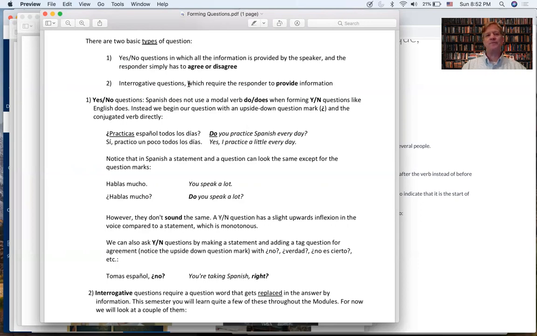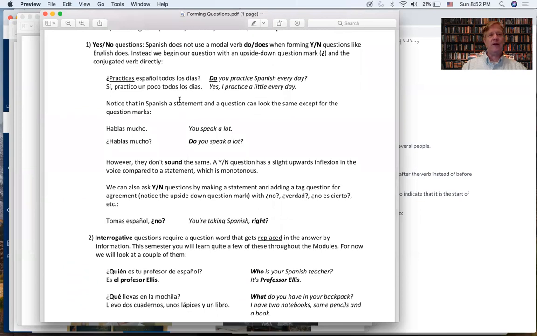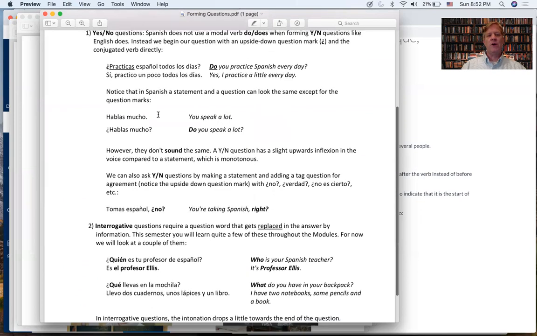Let's take a look at the first type of question, yes or no. So English has this helping verb, do or does. Do you practice Spanish every day? Spanish doesn't have that verb in this position, so we need to let the reader know that we're about to read a question. And so we begin with an upside down question mark. Question marks are visual markers for the reader. So a reader would know that what they're about to read is a question. In English, the reader would know because you're beginning with do, the modal verb.